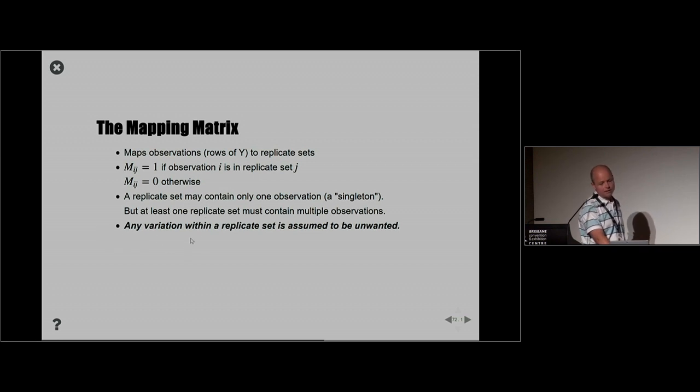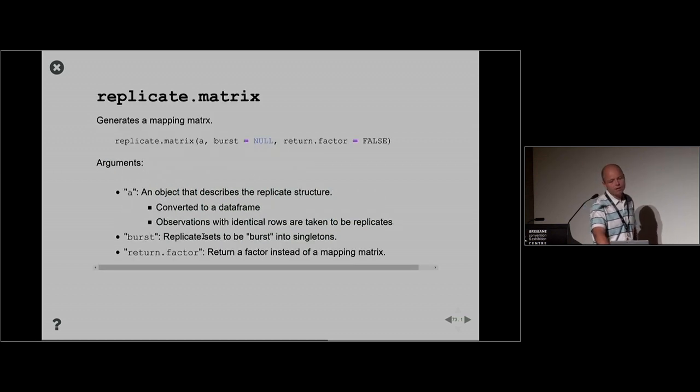And as a reminder, any variation within a replicate set is assumed to be unwanted. So if we've got 3 replicates, we want them ideally to all look the same. Any variation that we see between the 3, we're going to treat it as unwanted. Okay. There's a function in the package that creates these matrices for you.